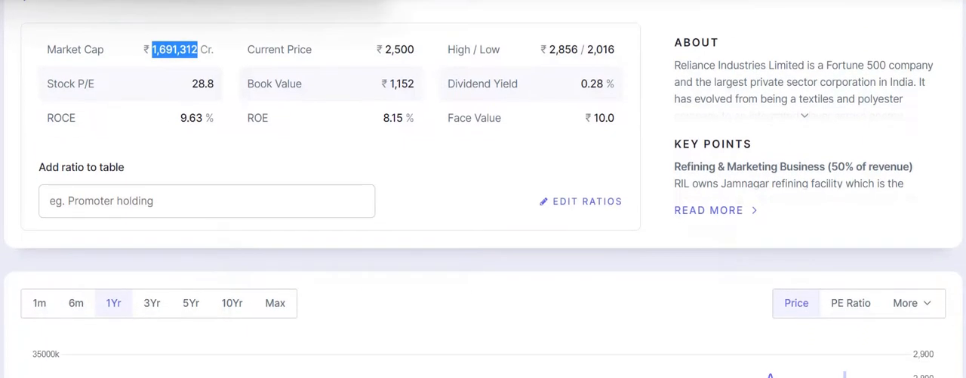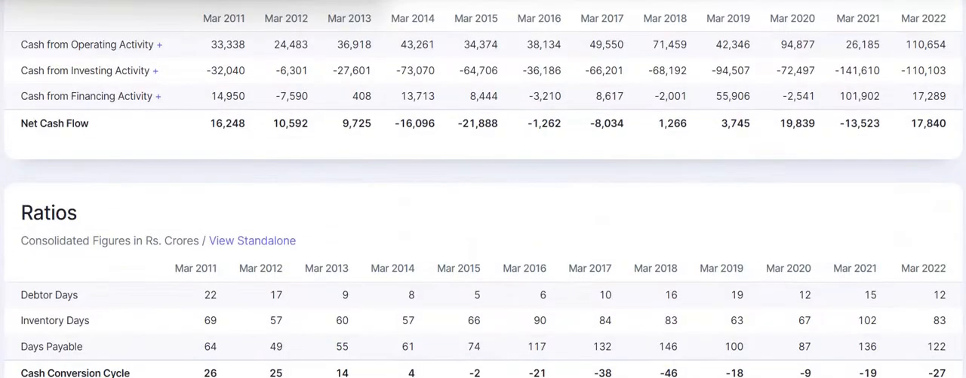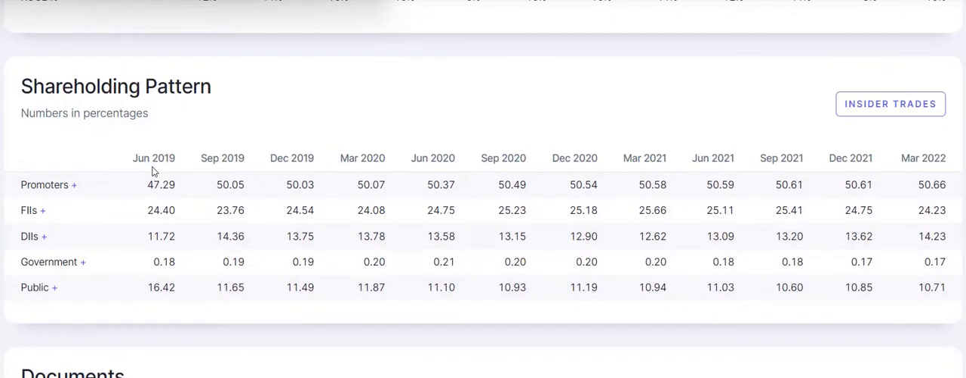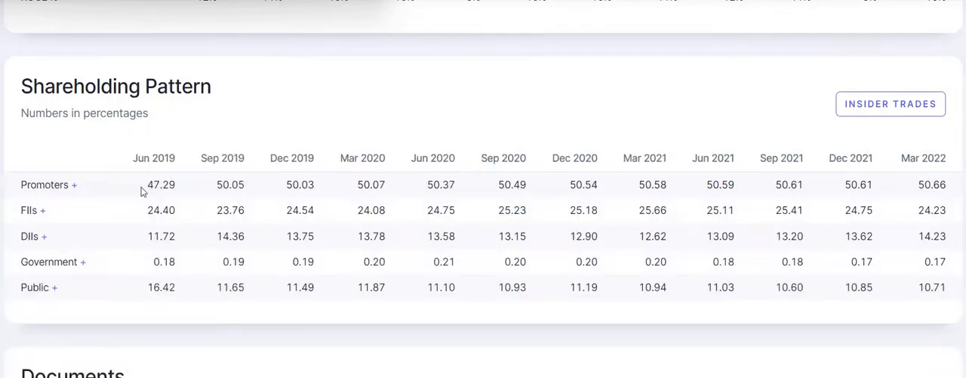How do we know who owns the shares in Reliance Industries? If you scroll down on the same site, you could see a section called shareholding pattern. You see that there are different types of shareholders. The first one is the promoters. Promoters are the founders, co-founders of the company, plus the major companies which hold stocks in Reliance. For example, you can see Sri Chakra Commercials LLP, Devashi Commercials, Karuna, Tatvam Enterprises. All these are promoters of this company, and they hold 50.66 percent of the shares as of March quarter 2022.